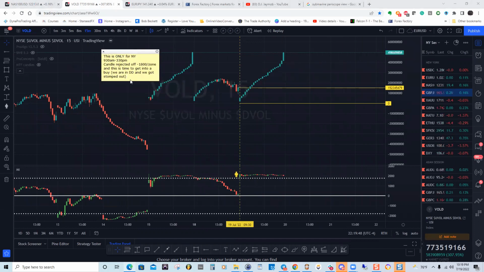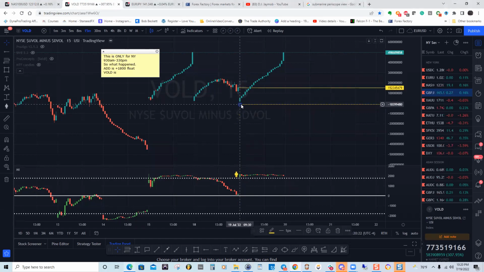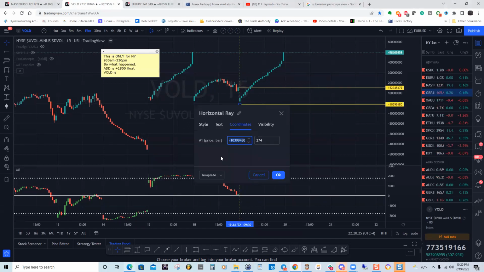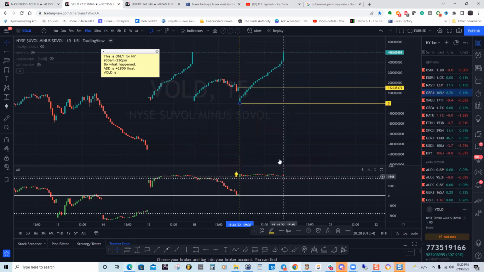So 9:30 rolled around, and let's look at what I had here. This is just the VOLD and the ADD. This 9:30 actually shows you what's going on behind the scenes, all before that big bullish run up top. So what happened? The ADD is 1800 plus, right? You clearly saw that. The VOLD is what? It opened up here, because remember, I had 0. So I use 0 as a marker.